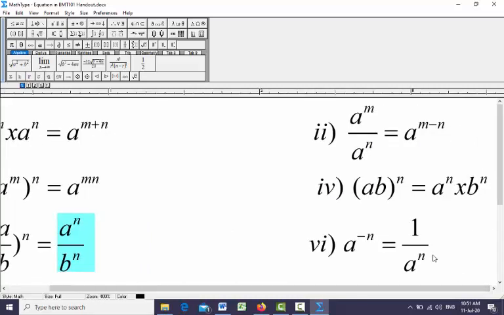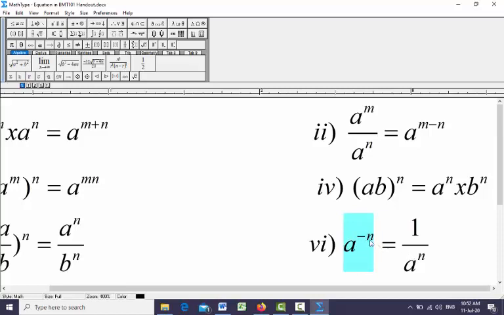Now let us check the next one. Here we have a to the power minus n. If we want to simplify it, that means if you want to remove the minus sign from the power, what you can do is take it to the reverse position. That means you can take the power with the base to the denominator, where the minus sign will not be there.